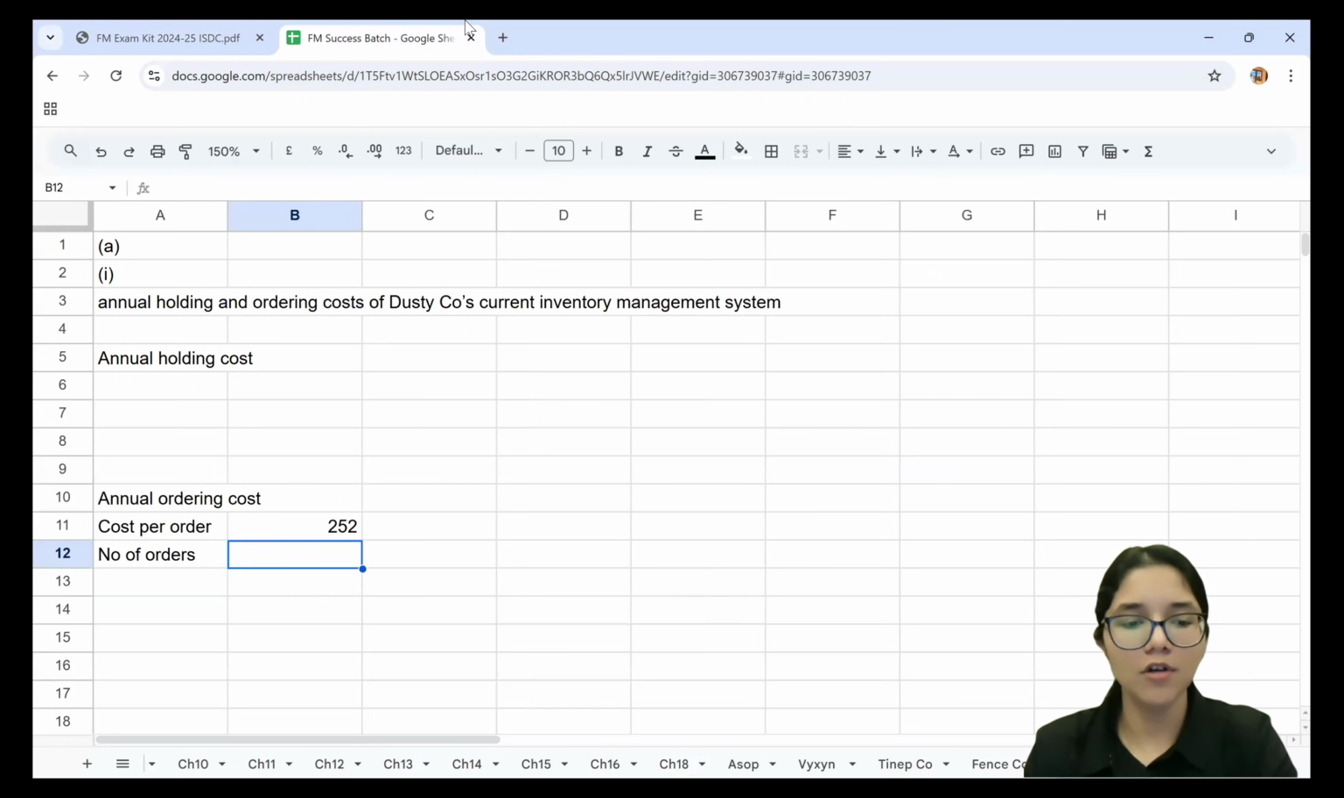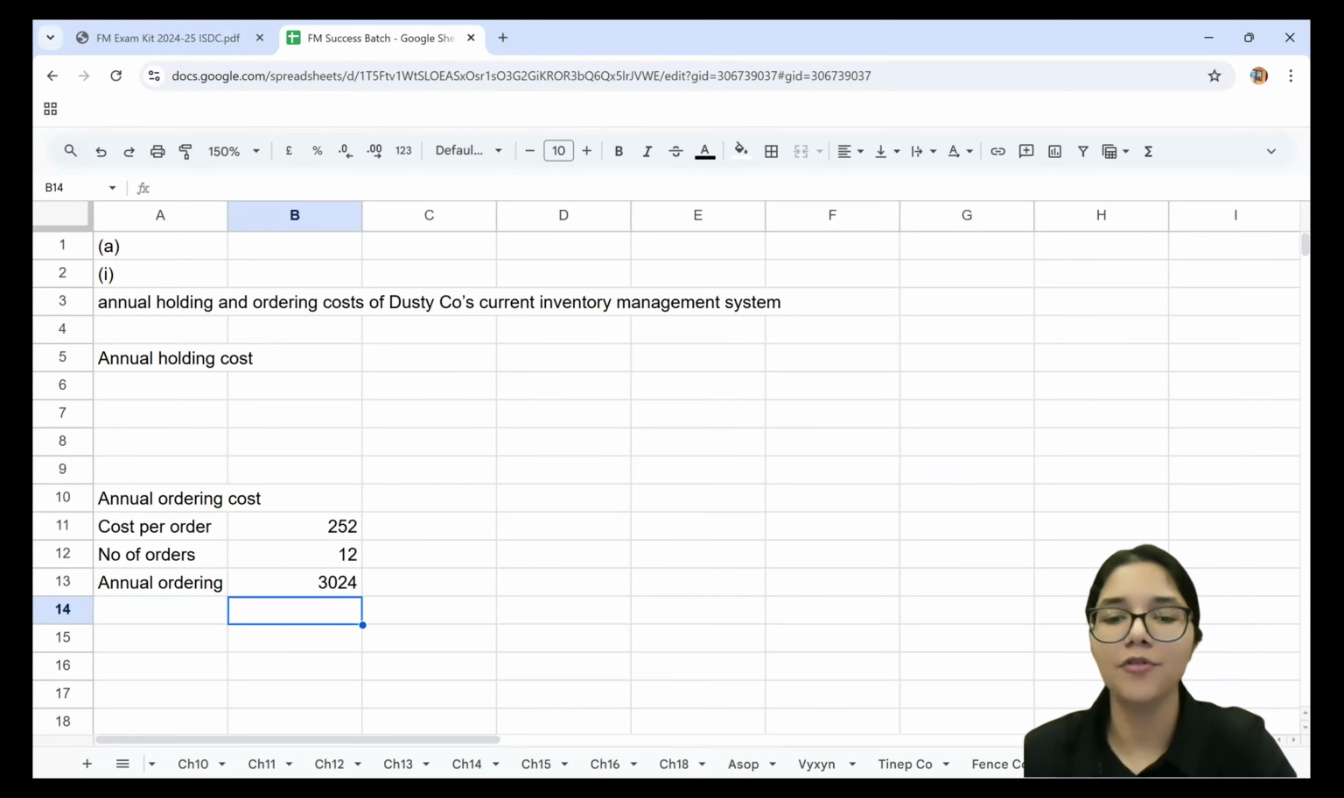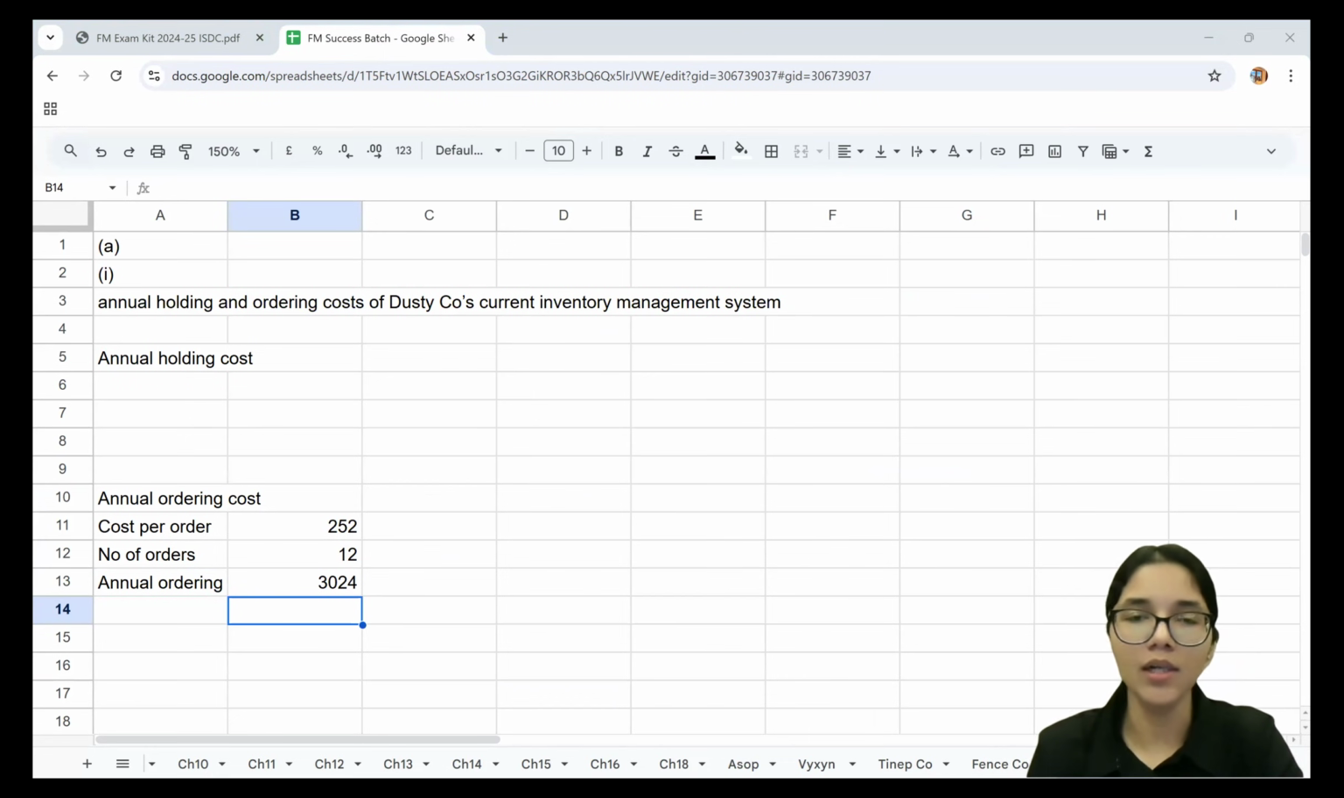So the annual cost of ordering is very simple to calculate. We simply have to take the product. One time it costs me $252. I place these 12 times. That means this is the amount of money that I will have to spend from my pocket if I want to place 12 orders in the whole year. Any queries on the annual ordering cost? This is very simple till here.